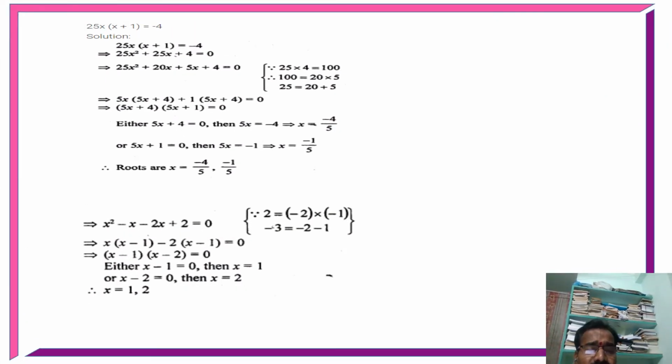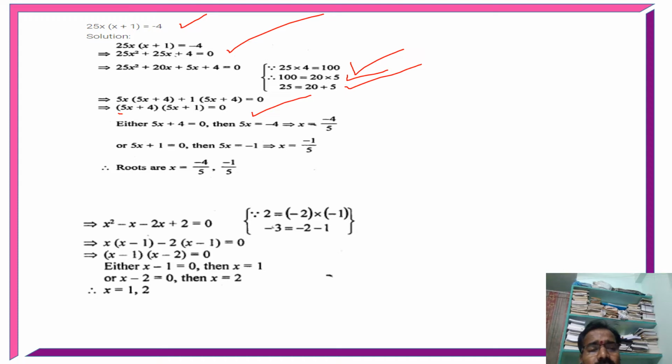Now it is given one equation: 25x of x plus 1 equal to minus 4. Don't panic, students. First multiply 25x into this binomial. 25x into x is 25x square, plus into plus is plus 25x, and minus 4 changes to plus 4 equal to 0. It is a quadratic polynomial. If we multiply, we get the product 100. The product should be 100, and the sum should be plus 25. So we can get 5 and 20. The sum is 25, the product is 100. Same process we will do.